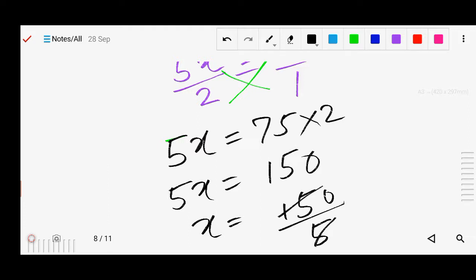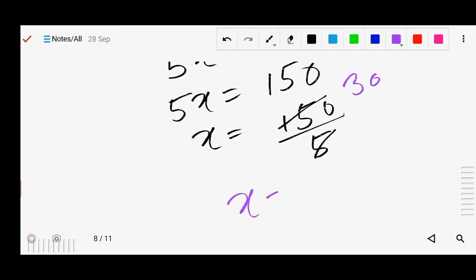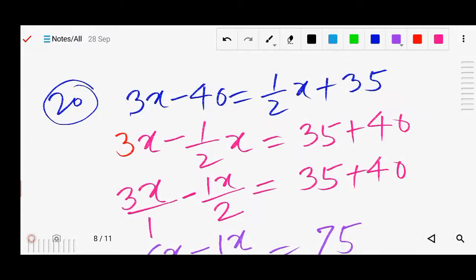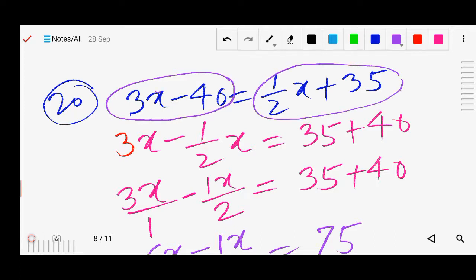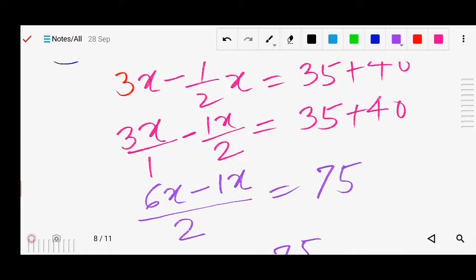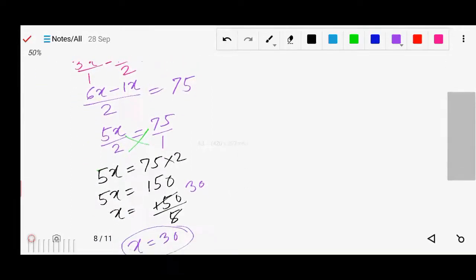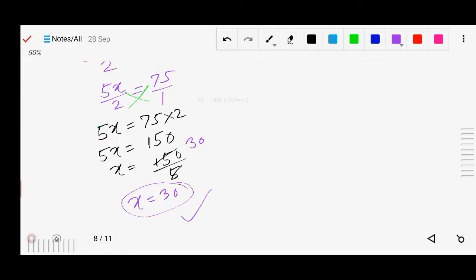So how many times will it be divided? 5 3s are 15, 30. Okay, so what is the value here? The x value is 30. The value of x we got is 30. Now you can put the value of x in the left hand side and the right hand side. Okay, and you can check it by yourself. This is the solution, and the verification you can do by yourself. See, we got the value of x is 30. Understood?